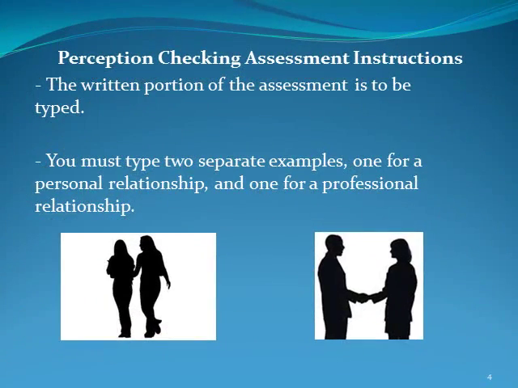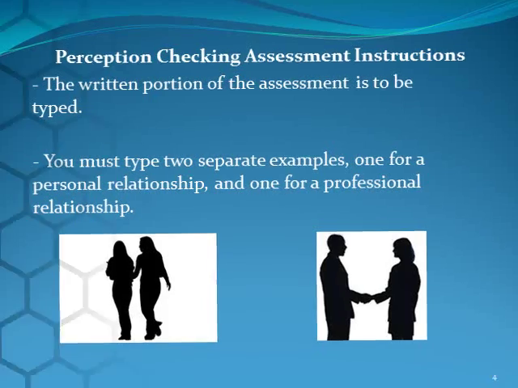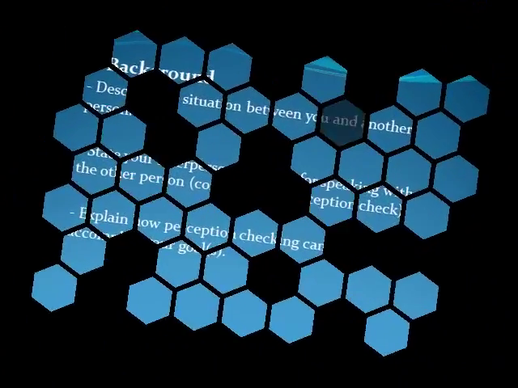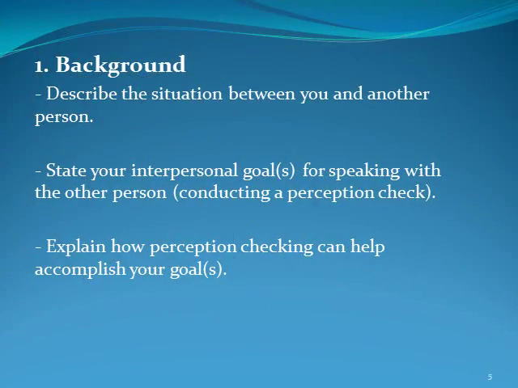Okay, let's take a look at the instructions here for this assessment. Please note that the written portion of this assessment is to be typed. You'll be typing 2 separate examples. One will be for a personal relationship and the other one will be for a professional relationship. You will use this format for both the personal relationship scenario and the professional relationship scenario.